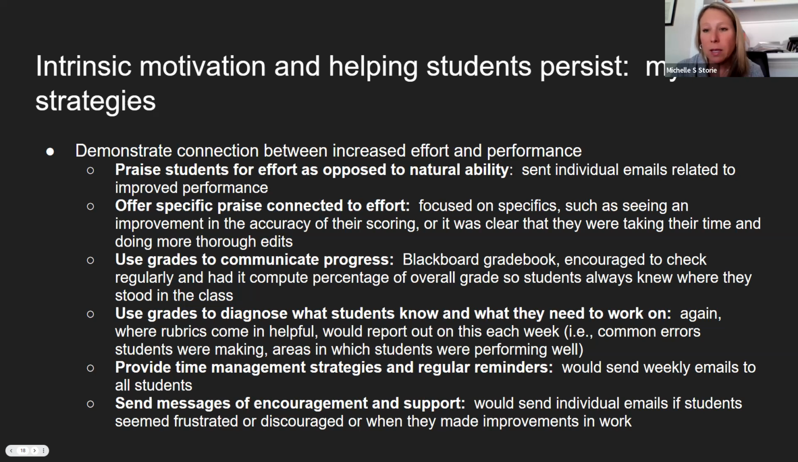I try to send a weekly email to my students, and I just use the Blackboard function to do that. But just to apprise them of where we are in the semester, what's coming up, how things are going, and always include, please reach out with any questions.